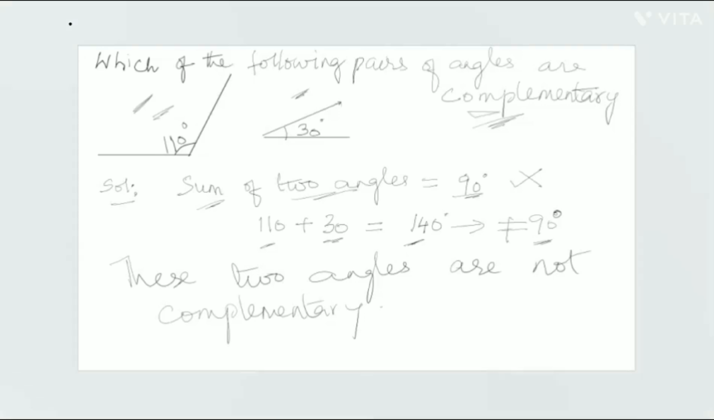When I add 110 degrees and 30 degrees, I am getting 140 degrees. This is more than 90. So these two angles are not complementary, because when I am adding 110 and 30, I am not getting 90, I am getting 140.